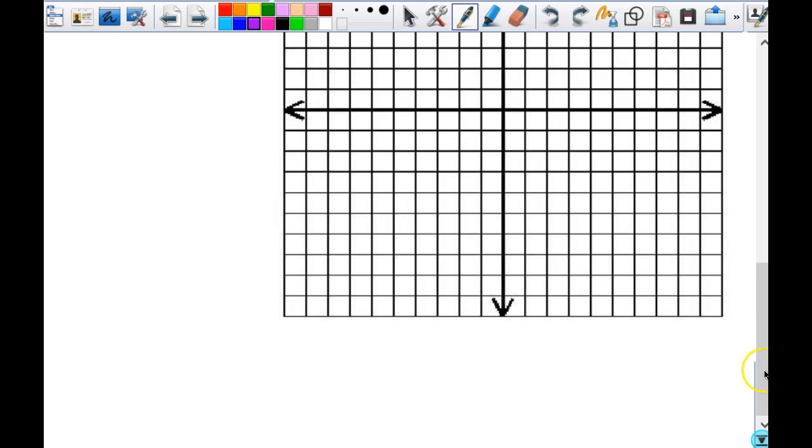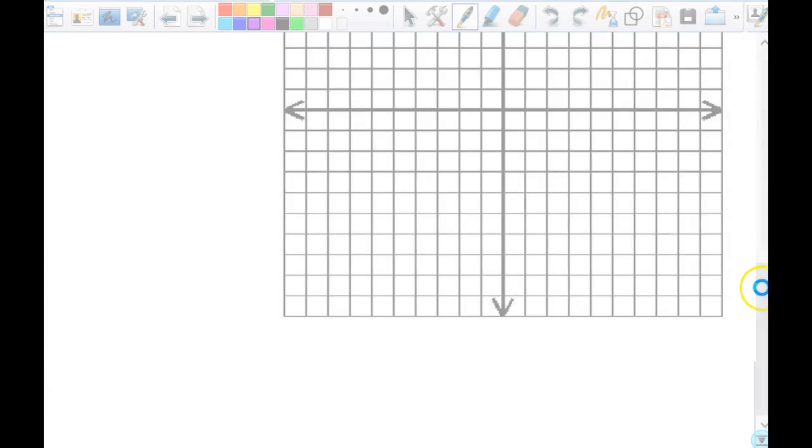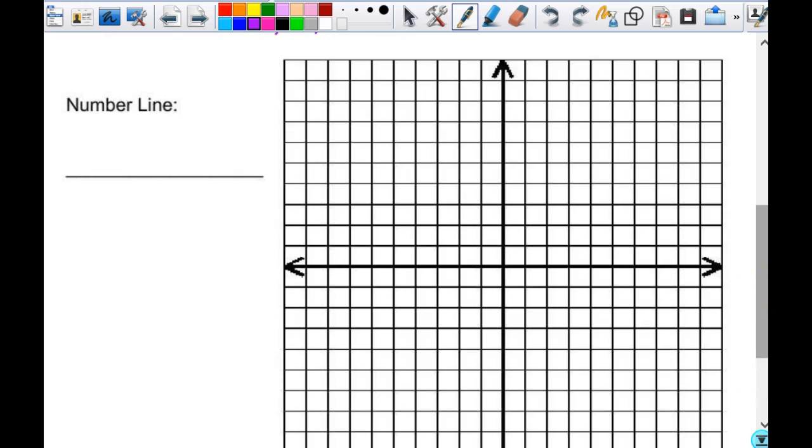Okay, then, goodness, the board has a mind of its own sometimes. Not responding. Okay, here we go.